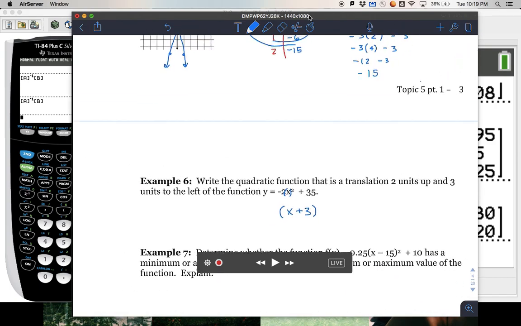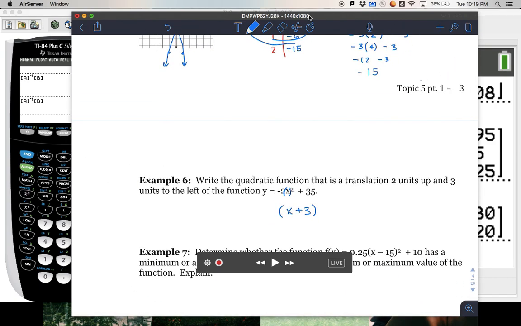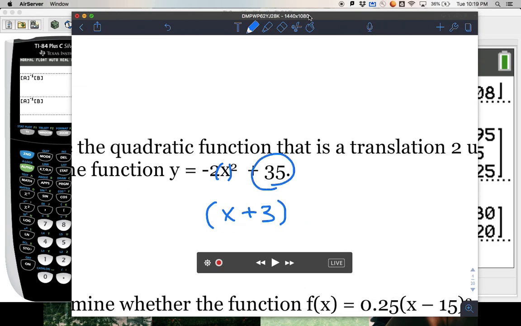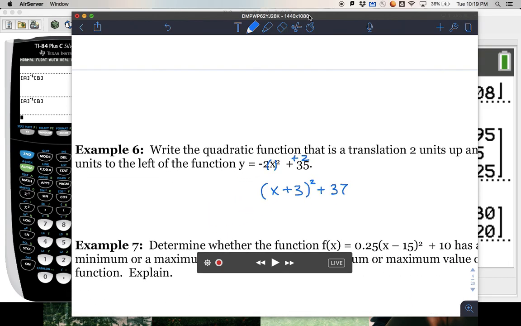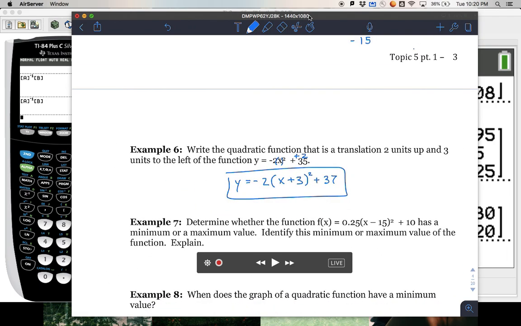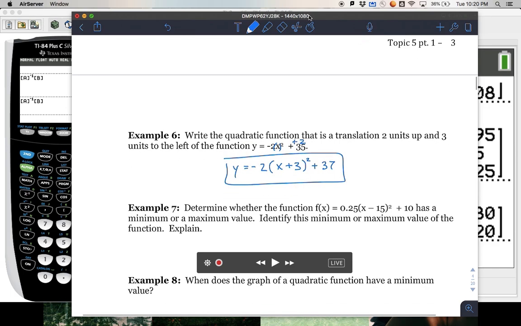Okay, and then what else do we have here? 3 units to the left and then up 2 units here. So it's already plus 35, but then we need to go up 2 more units. So then we're going to say it's plus 37. And I don't think they have anything else, so we're going to keep that -2 out in front, and that would be your new function right there. So you just take the individual pieces and then you figure out what you need to change.